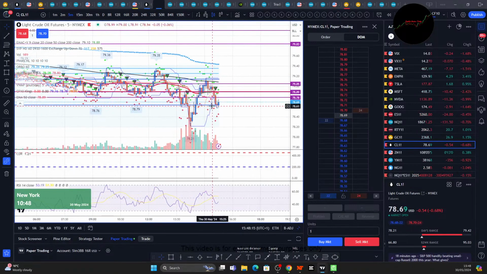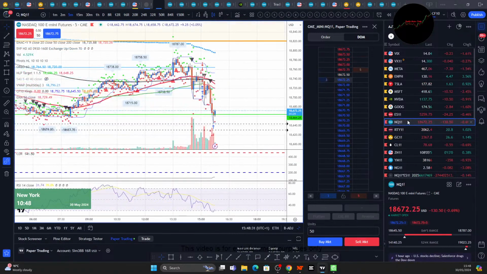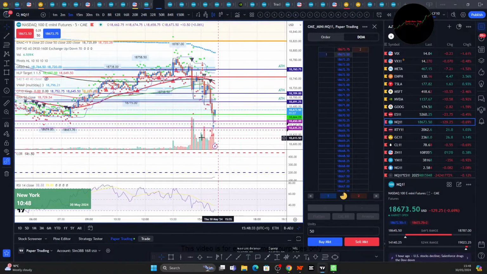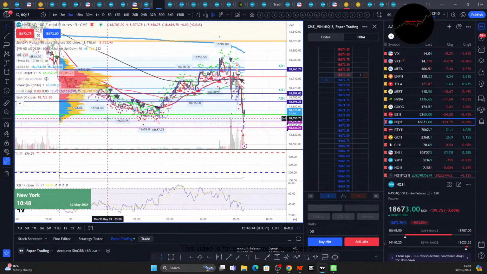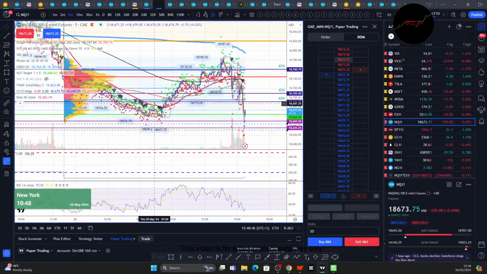You can see price has been held down here. Got 250 VWAP. Bit of overhead resistance there. Broke the previous lows of the day around 58. Traveled through there. Interesting.